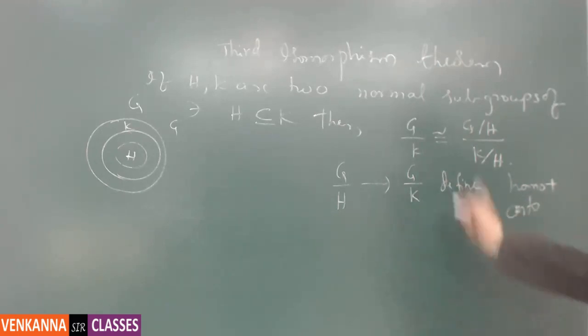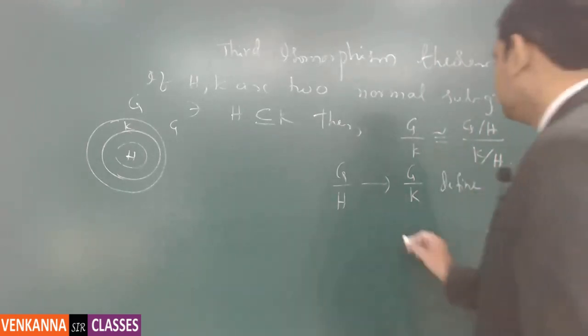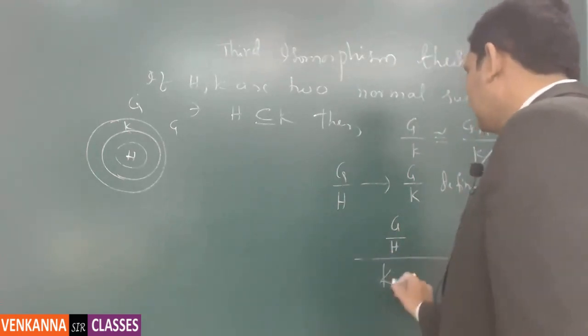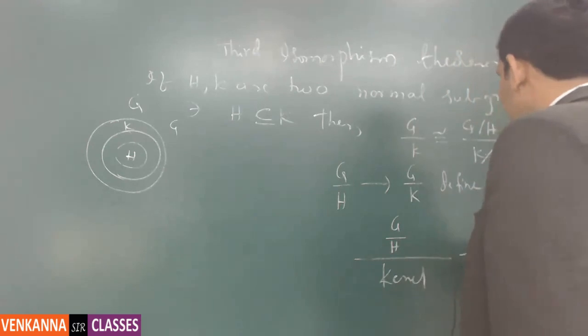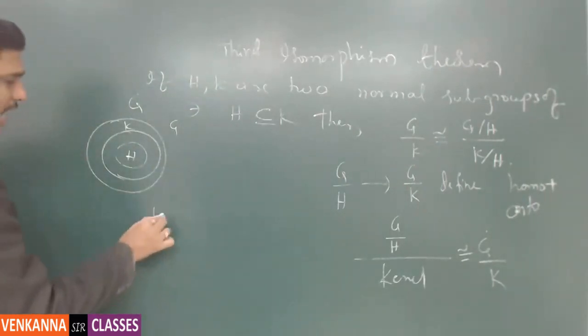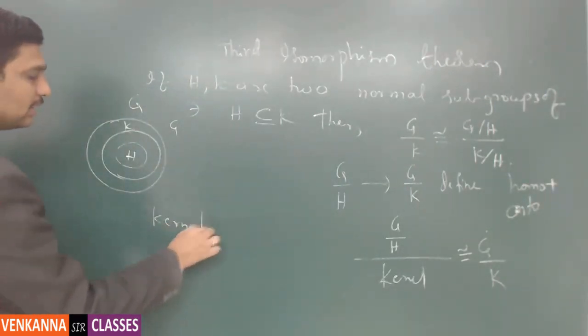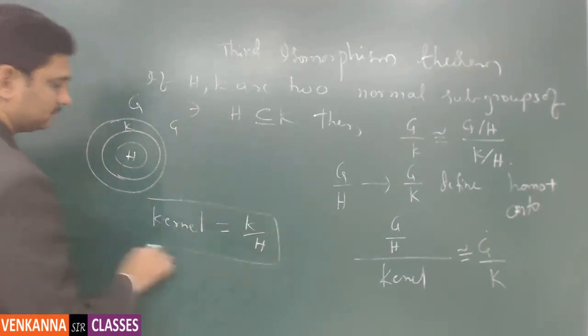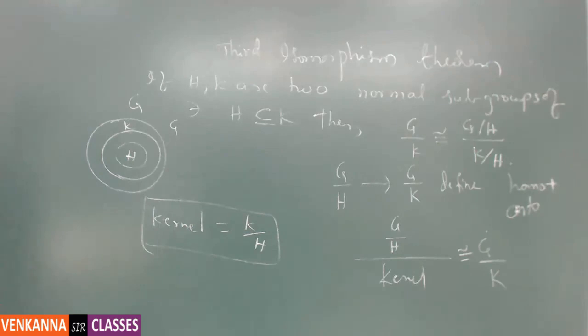Hence, by the fundamental theorem of homomorphism, G/H by kernel is isomorphic to G/K. And at the end, I prove that the kernel is equal to K/H. This is the whole strategy.